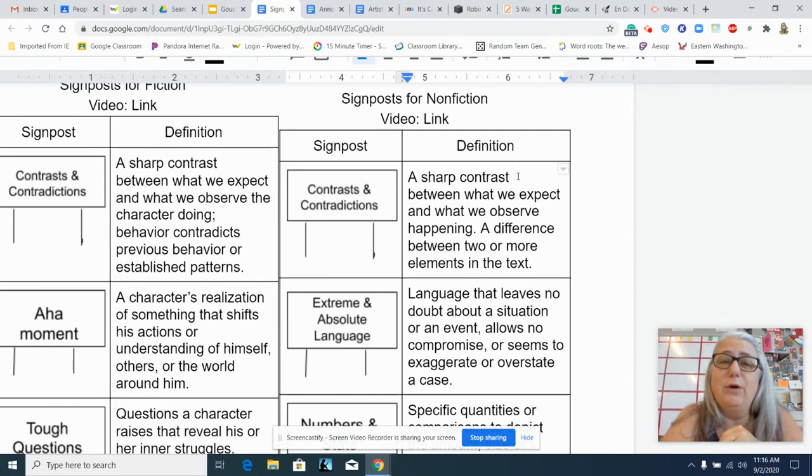So when we talk about contrast and contradictions, in your reader's notebook, you can just put C and C. That's what you're going to be looking for. Someplace where you've got opposing ideas or contrasting opposites within a text.